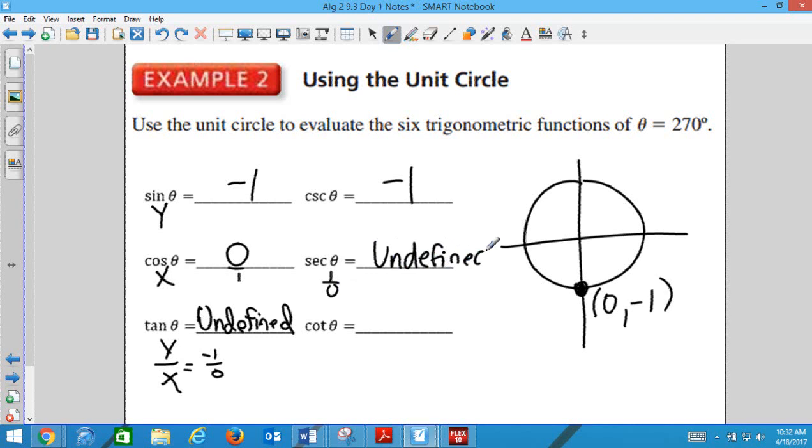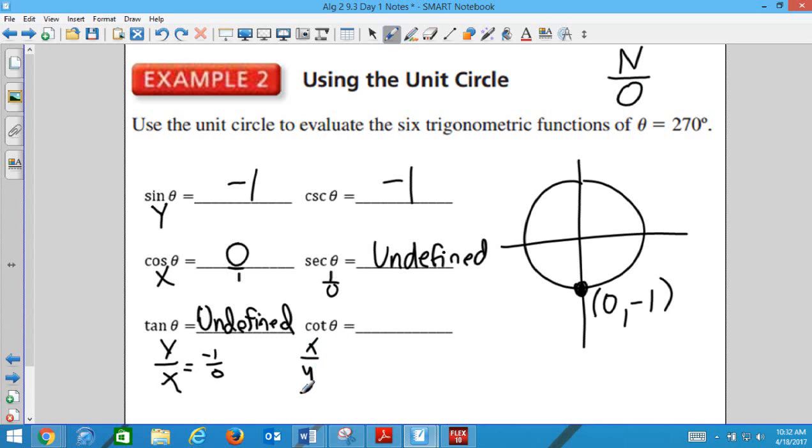Remember, you're not allowed to divide a number by 0. A number divided by 0 is undefined. And then for cotangent, we do x over y. We flip tangent, we do x over y.